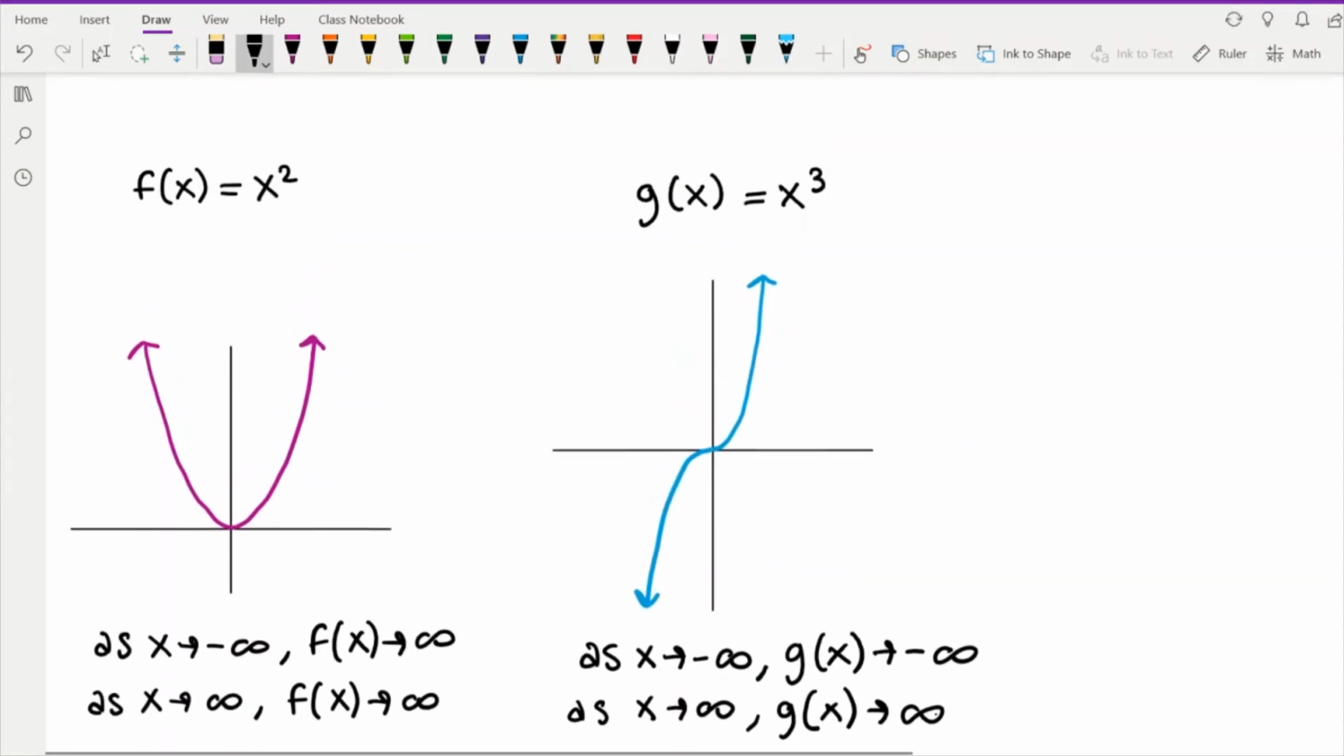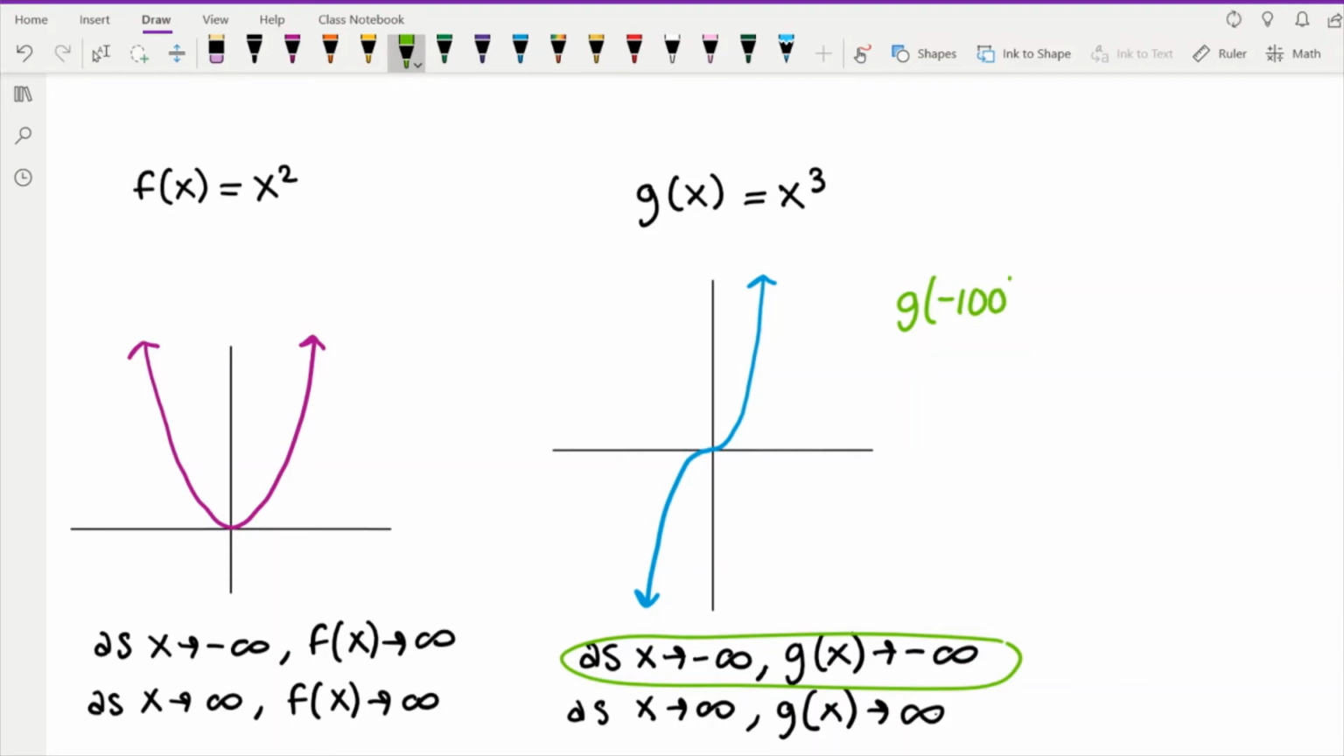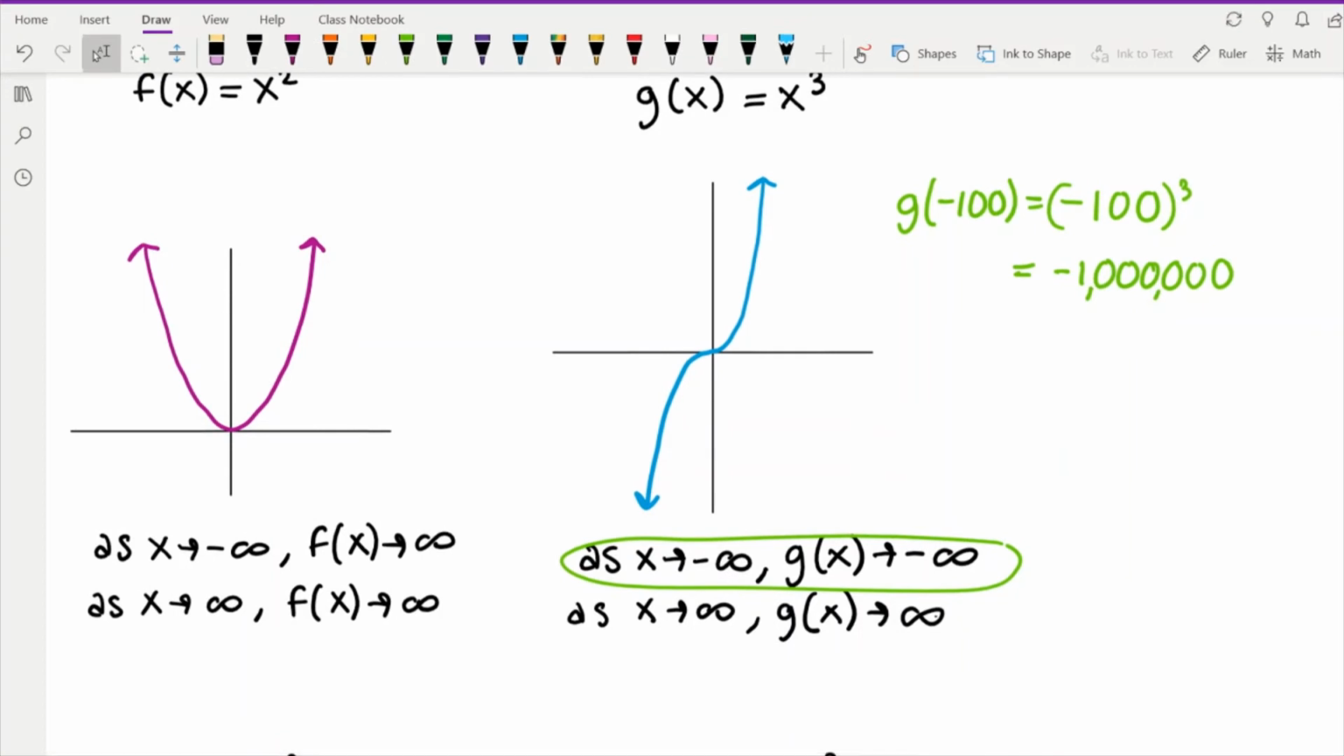Well, it's because we're cubing, right? Just to give a quick example to test this out, we could say g of negative 100. g of negative 100 would be negative 100 cubed. What happens when you cube a negative number? Well, it stays negative. So this would be negative, and then we'd have 6 zeros, so negative 1,000,000. Whereas if we plugged in positive 100, we would get a positive result. And so that's why with this graph, one end points down and the other end points up.